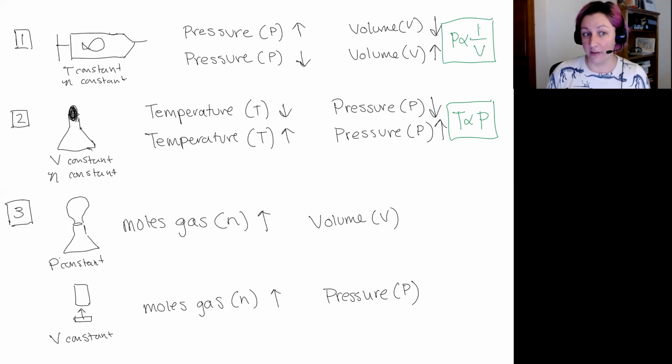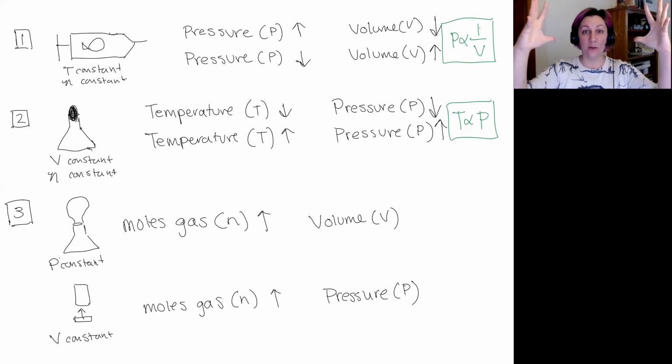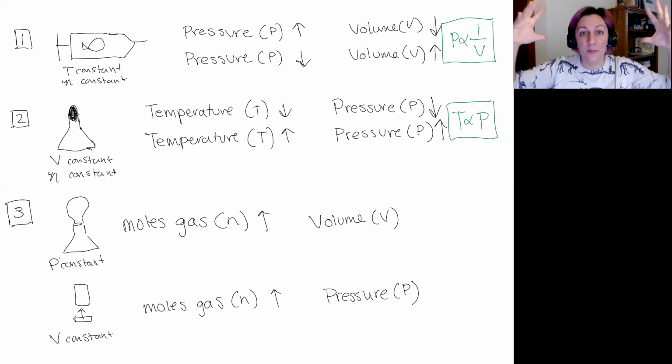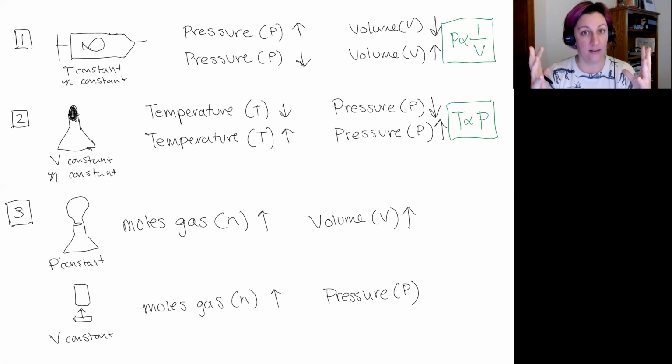Now, for our third one that we looked at, it was related to the number of moles of gas. In the first one, we increased the moles of gas by generating carbon dioxide through a chemical reaction. And we kept the pressure constant by putting a balloon over the flask. And in doing that, the gas was able to expand into the balloon. And so it expanded and the balloon got bigger and bigger. And so we saw that volume increased as the moles of gas in the system increased.